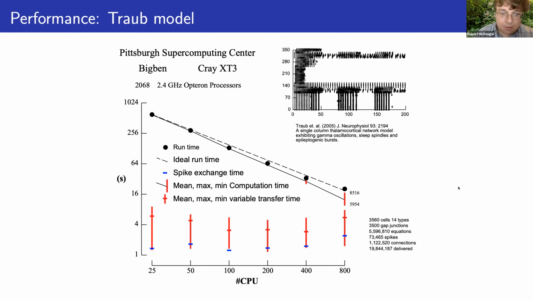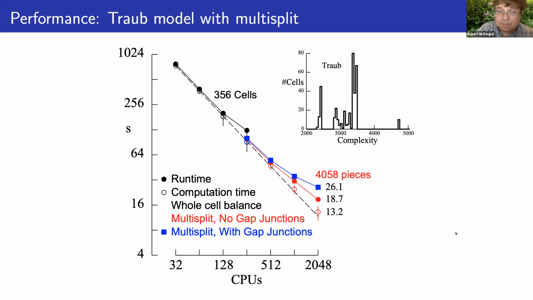This is just another example showing that we can still get near linear speedup with, say, the Traub model and hundreds of processors, even with gap junctions. Here there are 3,500 cells and 3,500 gap junctions. But we'll never get the same kind of performance benefit because we're now doing more computation. Multi-split can help, but multi-split doesn't cure everything.